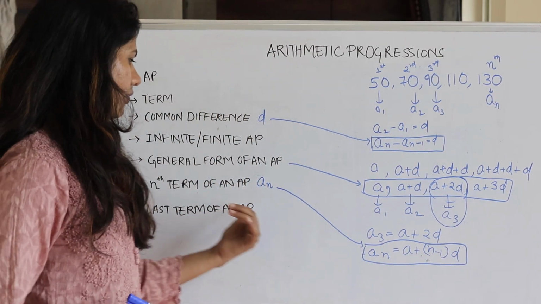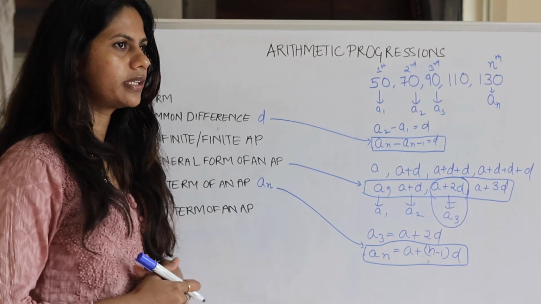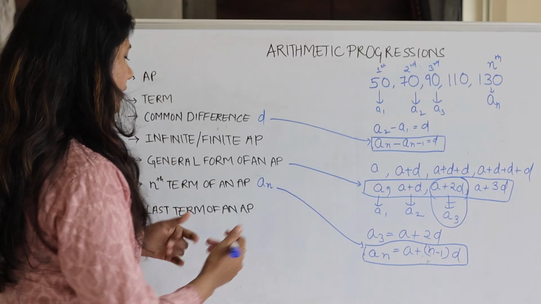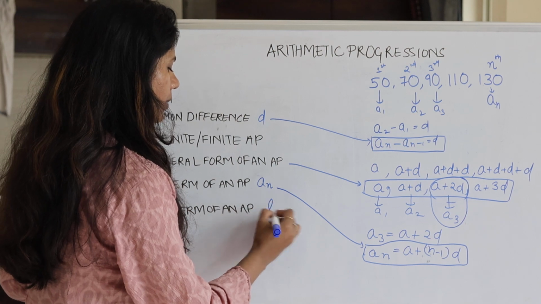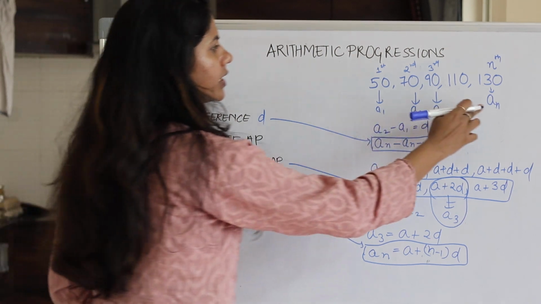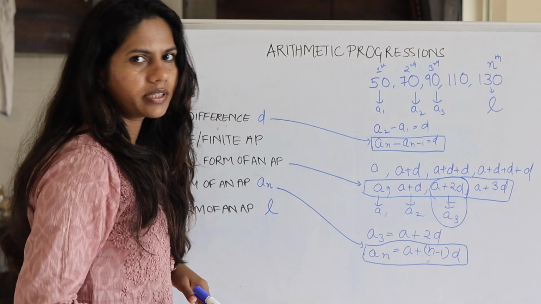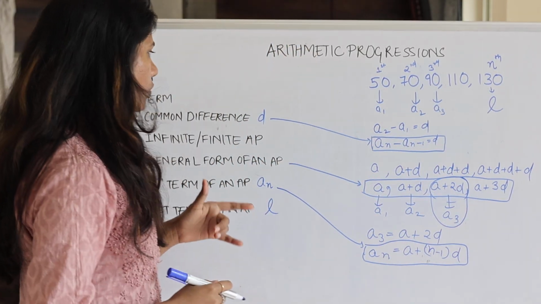For the last term of an AP, usually when there is a finite series, a finite AP, the last term is denoted by L. So here this AN can also be denoted by L. It's just for convenience.